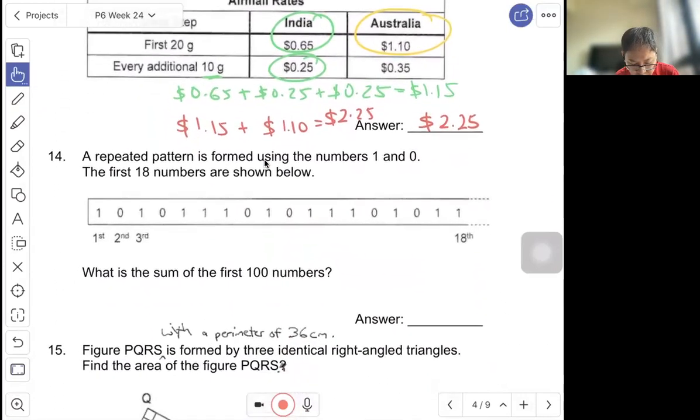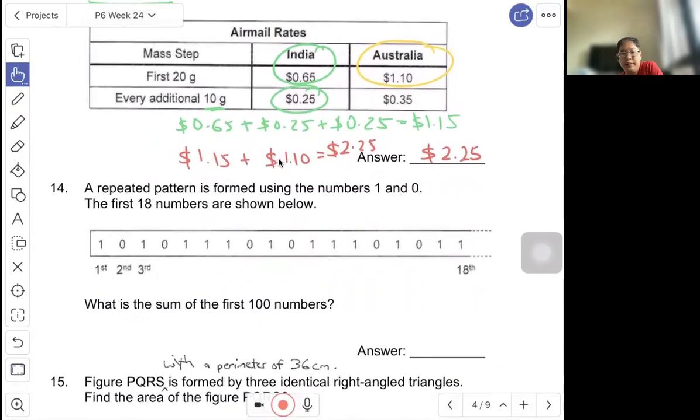Question 14. So Mr. Tan, give 1 minute to do question 14.